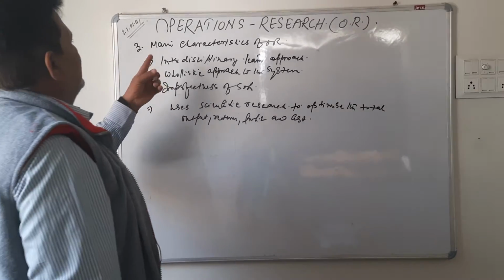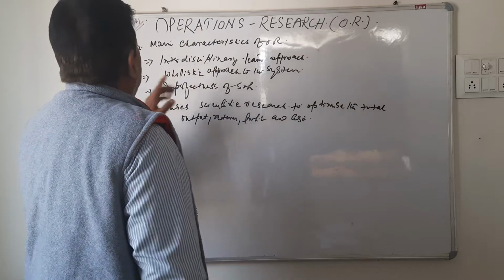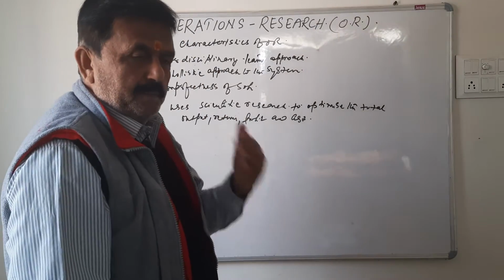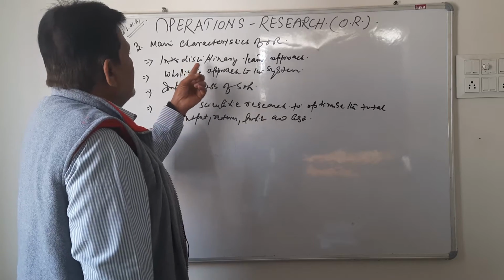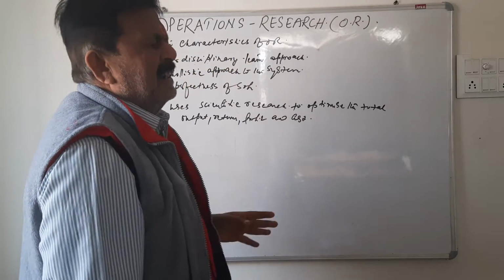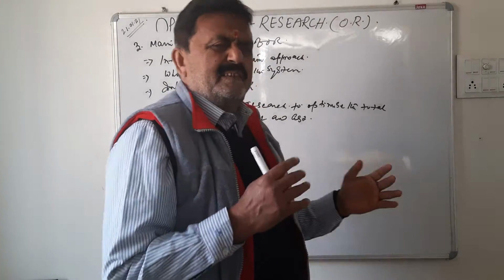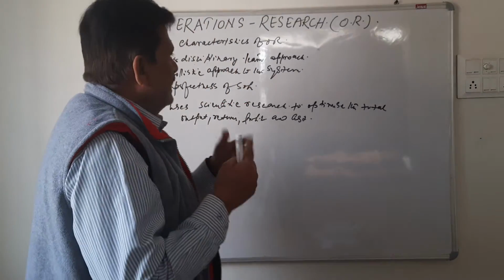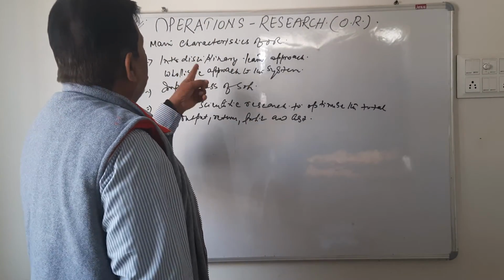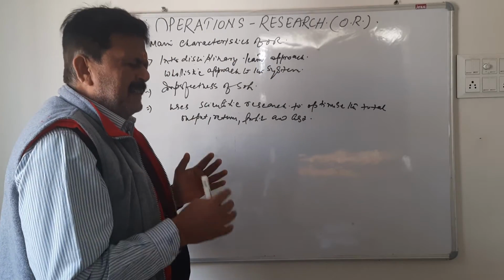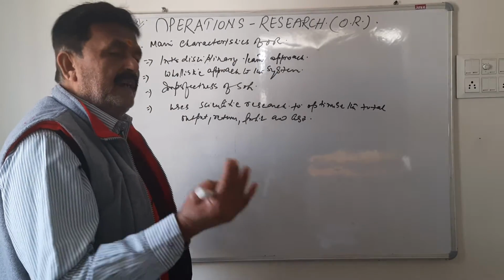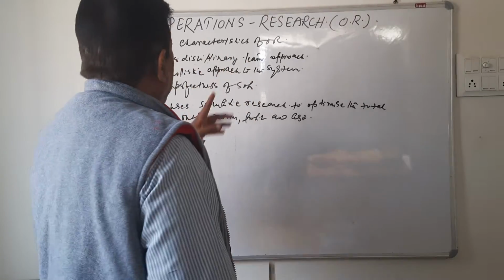Now the third point is the main characteristics of OR. First of all, as I have been saying for the last few minutes, OR is an interdisciplinary team approach. The experts of various fields sit together and then they execute the plan. So it is absolutely interdisciplinary in nature. It involves experts, researchers and scientists from various fields. That's why it is called interdisciplinary.